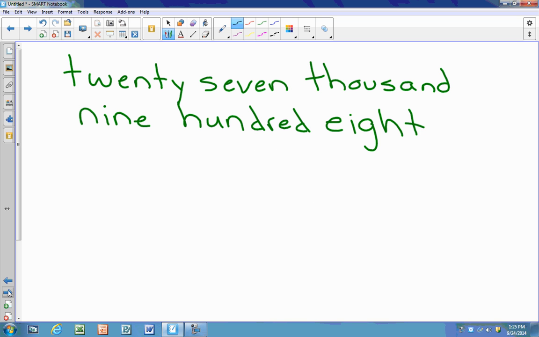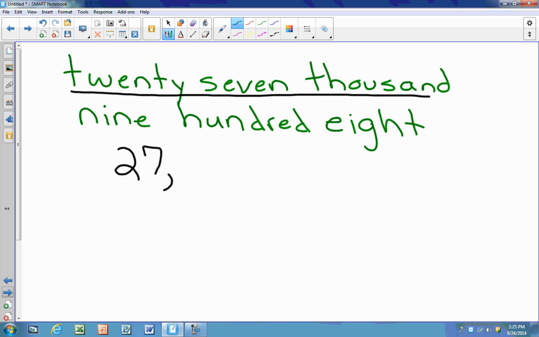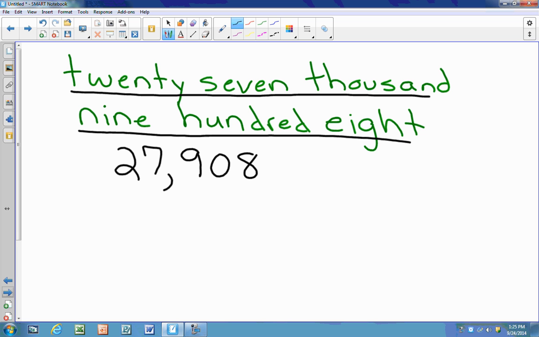Sometimes I'm given the words and I have to turn them into standard form. So I do the same method that I just did before. I read 27,000, so I know that's where I have to stop at the comma, which tells me 1,000. 27,000, and now I read the rest. 908. This is how I write 908. Please be careful and make sure that you're reading your words correctly and that it's 8, it is not 80.